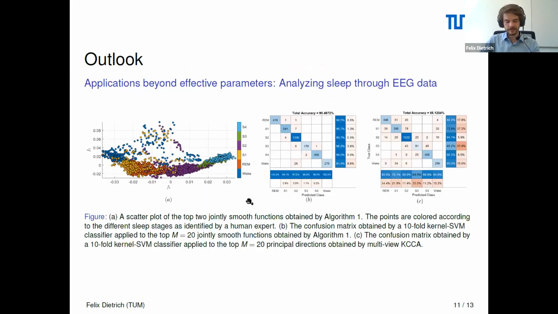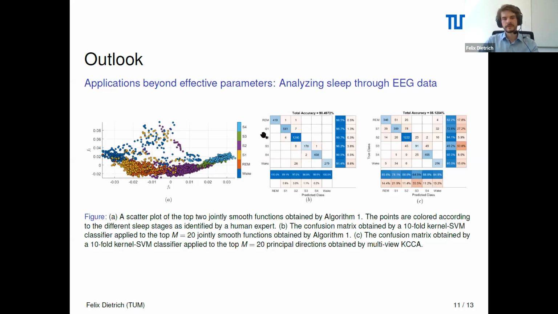But this algorithm, as I said at the beginning, cannot just be applied to dynamical systems and parameters and so on. What we did in the paper was also apply it to sleep data, for example. And what I also haven't shown you is that we can apply it to multiple sets of data, not just two. So we can actually find jointly smooth functions for a lot of different data sets in one go, so to speak.